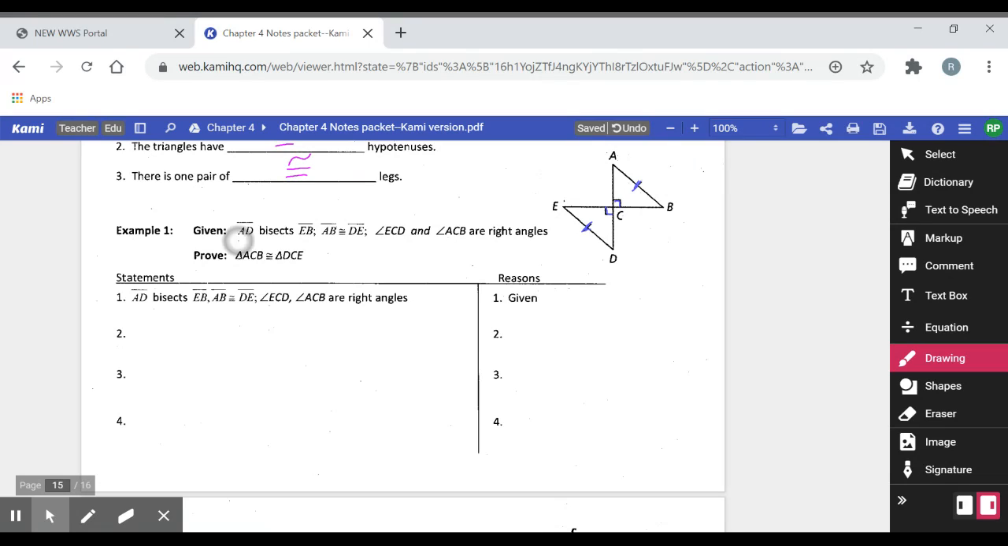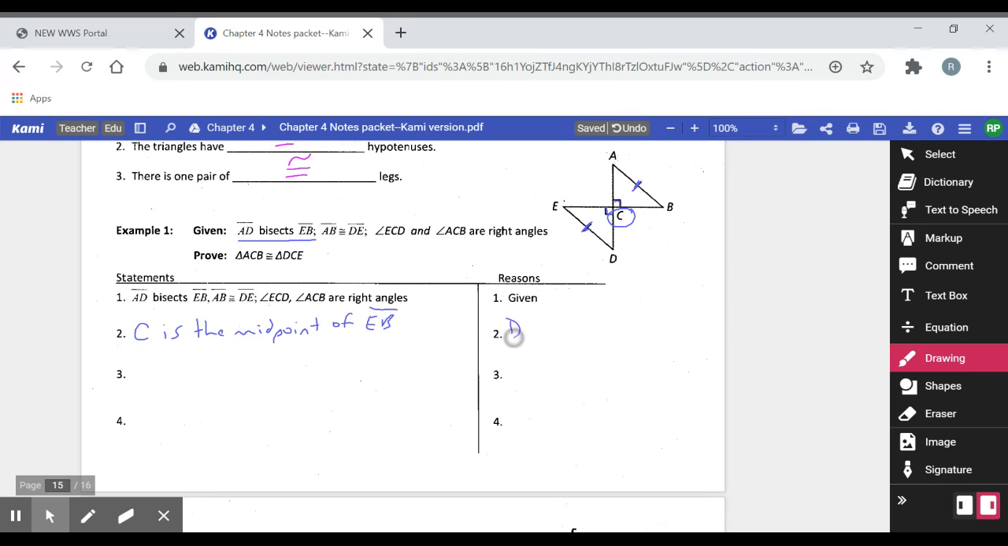So if we think about what this means right here, we look at our picture. If AD bisects, if AD is like a knife cutting EB in half, what can we call point C? And hopefully you're thinking that it's a midpoint. So C is the midpoint of EB.